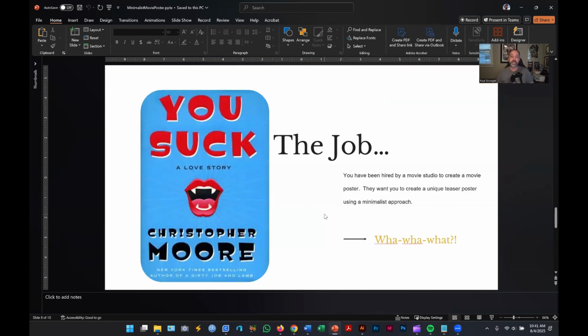All right, so this is the job. Again, Christopher Moore, Love Simplicity. You Suck: A Love Story. This is the second book in that series. It's a vampire trilogy.